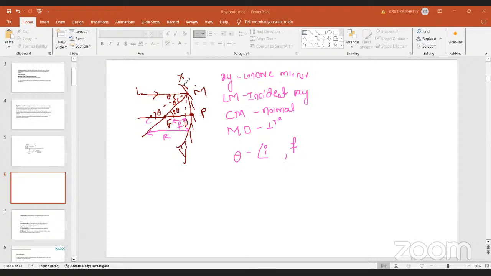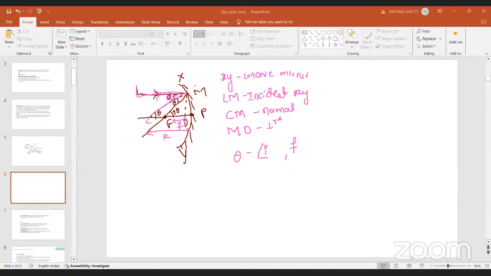Look at the figure and see what all we have written. XY is a concave mirror. You can see LM here. This is L. So this LM is the incident ray. Here theta is the angle of incidence with the normal.